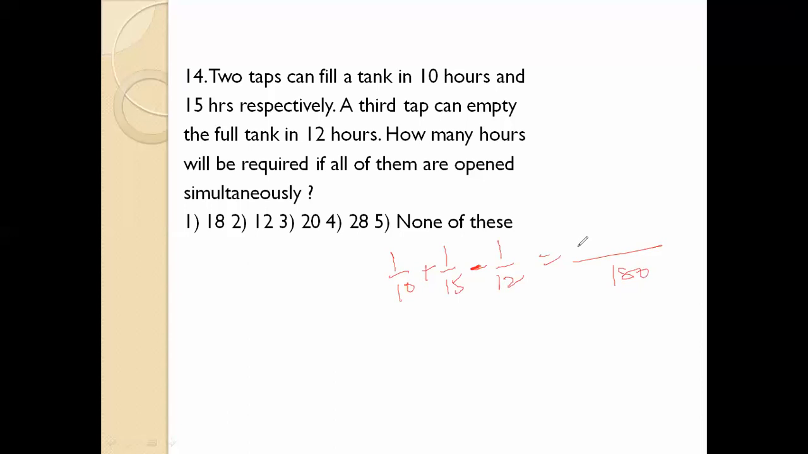10 divides 18 times. 15 divides 12 times. 12 divides 15 times. 30 minus 15, 15 by 180. 15 1 time, 15 12 times, 1 by 12. This is 1 hour work. So to complete, reverse of this 1 hour work, that is 12 hours. So option number 2 is the right answer.